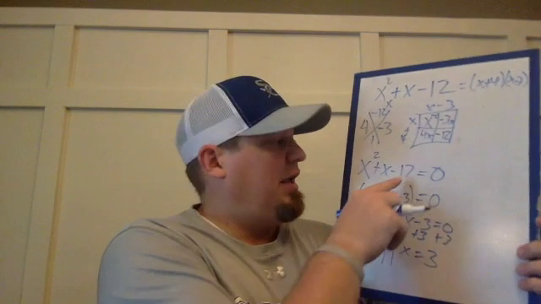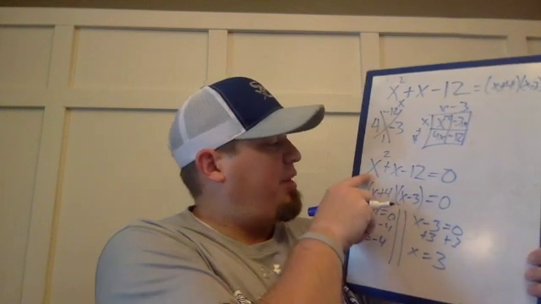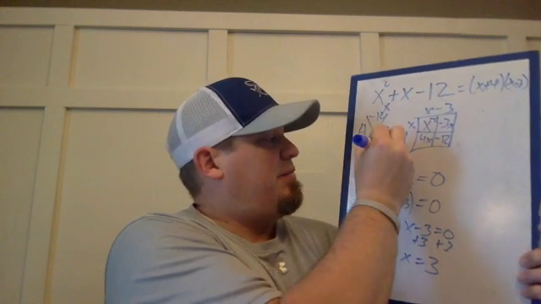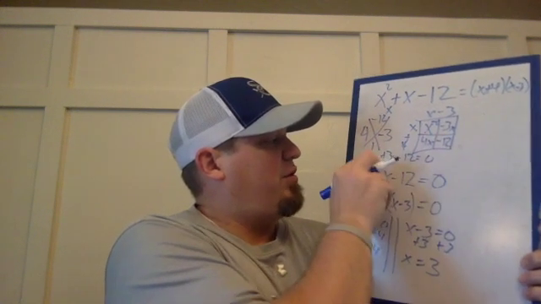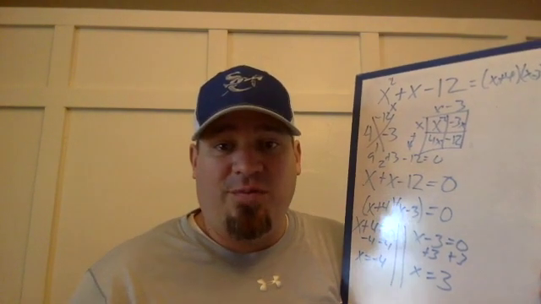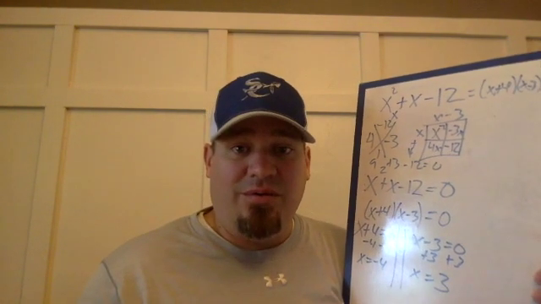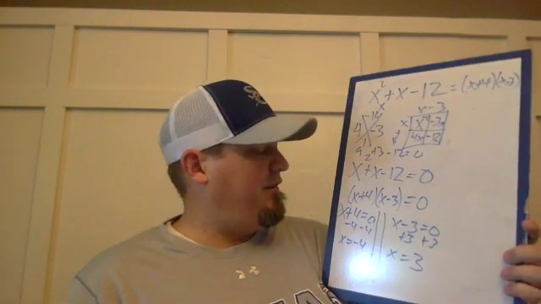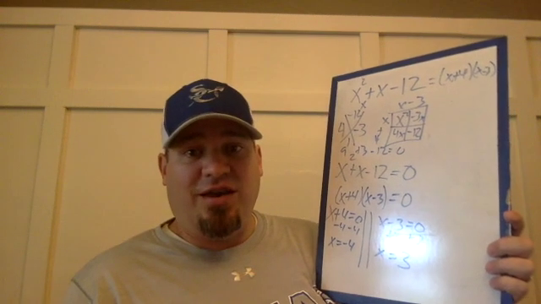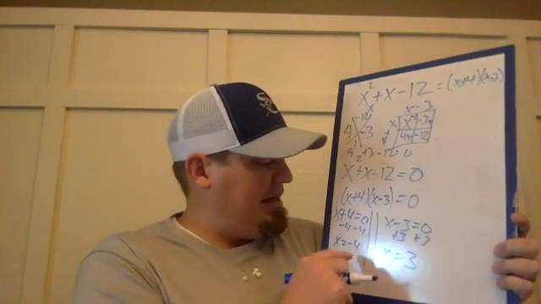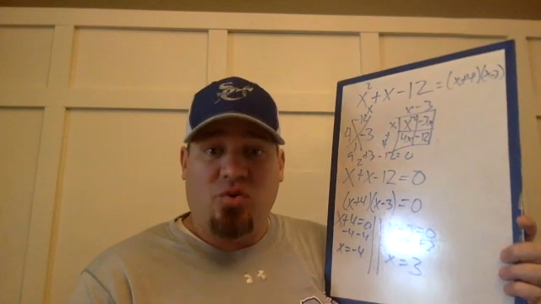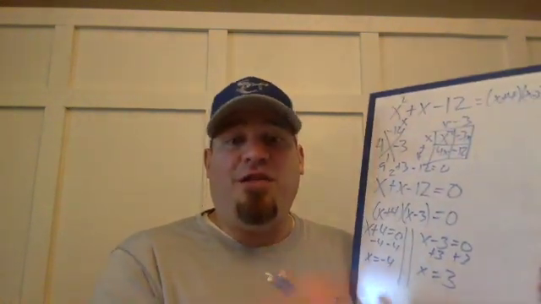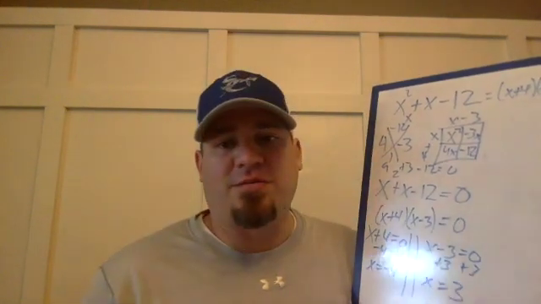Now let's check it. If I plug in, this is supposed to be 12. If I plug in 3 right here, 3 squared is 9. 9 plus 3 minus 12 should equal 0. Well, 9 plus 3 is 12. 12 minus 12 equals 0. So it works. Same thing here. Negative 4 squared is positive 16. Positive 16 minus 4 is 12. And 12 minus 12 is 0. So both negative 4 and 3, when I plug them in for x, make this true.